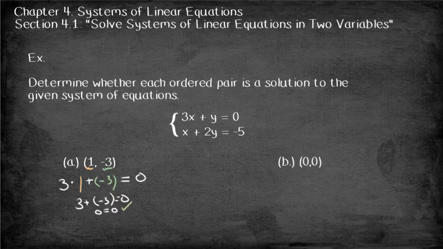Now we want to take the x and y values and substitute them into the second equation. And I get 1 plus negative 6 equals negative 5, which is of course true. So that means that (1, -3) is a solution to the second equation as well, which means that yes, this point is a solution to the system. Let's check the other one.